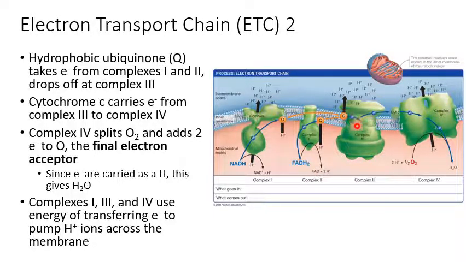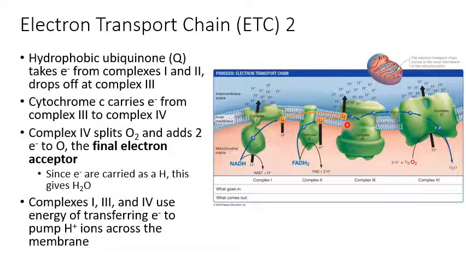The electrons will be carried from complex 3 to complex 4 by cytochrome C. Then once the electrons get to complex 4, they're going to be added to oxygen, which creates water. Specifically, you're going to have oxygen combining with electrons from complex 4 and with protons from the solution in the mitochondrial matrix, and that makes water, because an electron plus a proton equals a hydrogen.